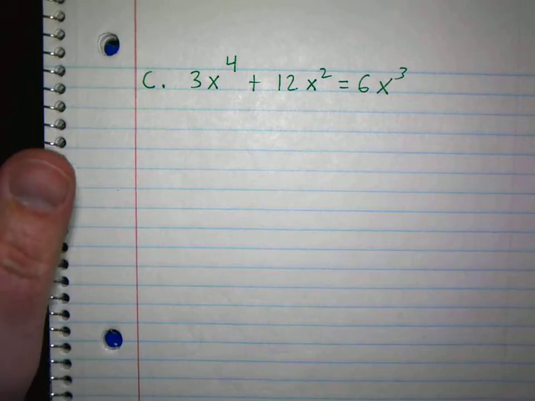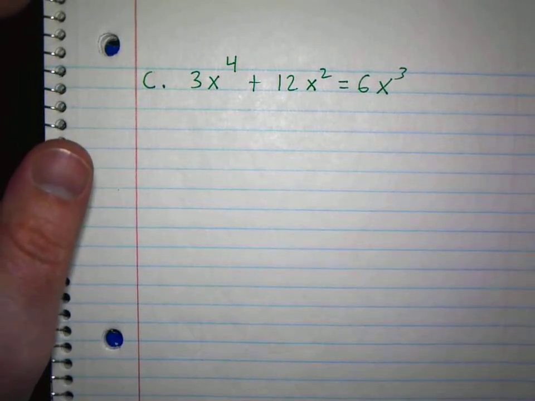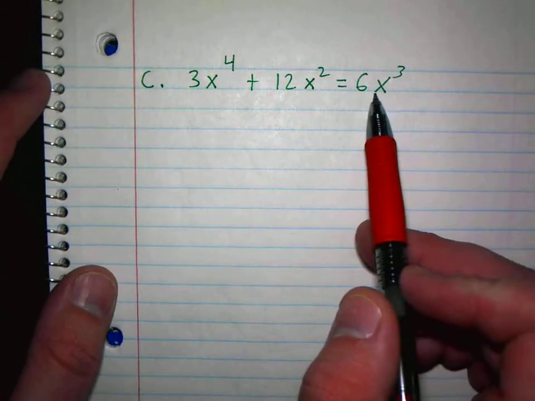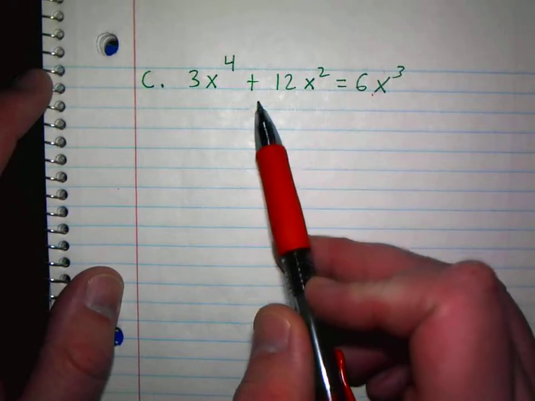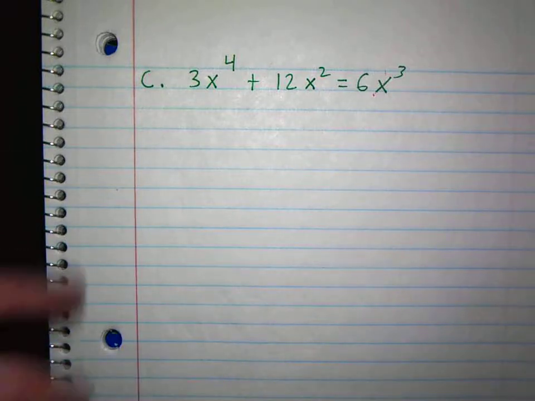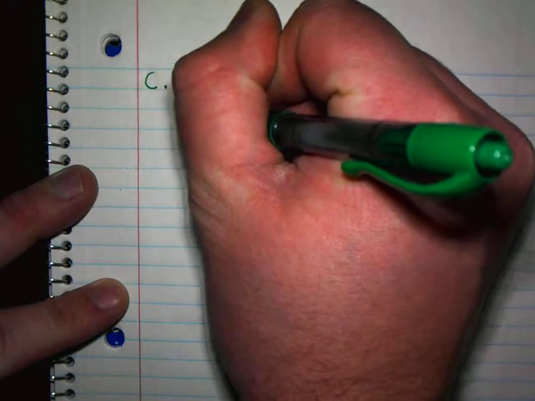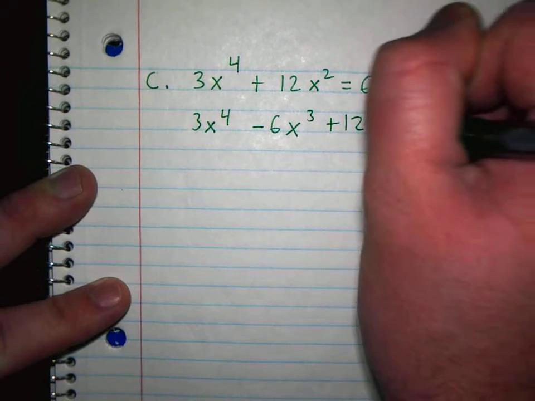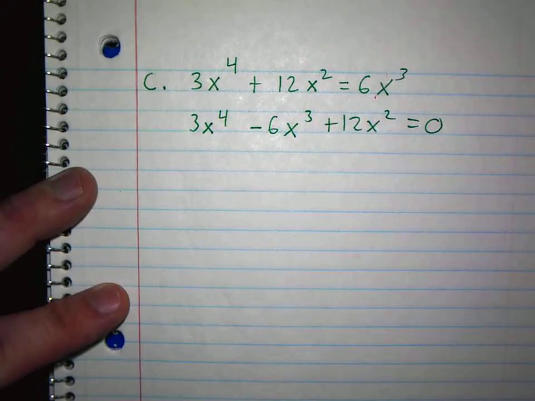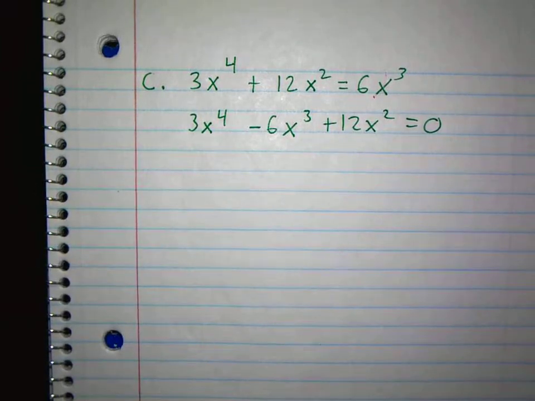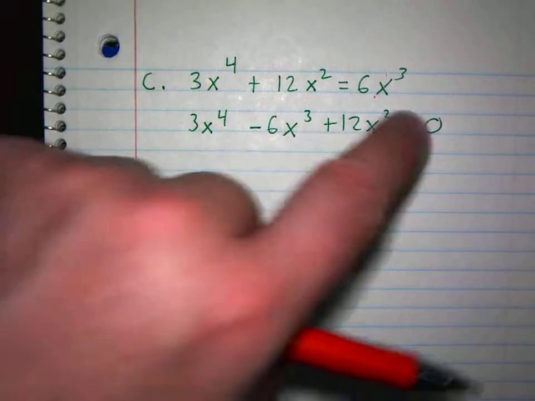X to the fourth plus 12x squared equals 6x cubed. First thing we need to do is what? Not distribute, but bring this over, and it's going to go in the middle of those other two terms as a minus, right? So I have 3x to the fourth minus 6x cubed plus 12x squared equals 0. When you bring something over, a change of signs? Yeah, we want it in order 4, 3, 2, right?